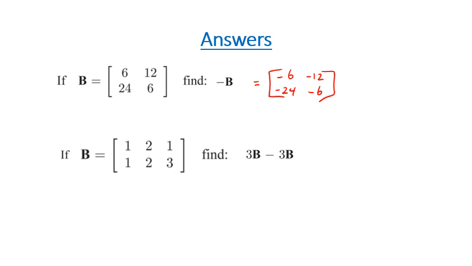Well, 3B minus 3B would essentially give us a zero matrix where every element inside would be 0, and that would be your answer.